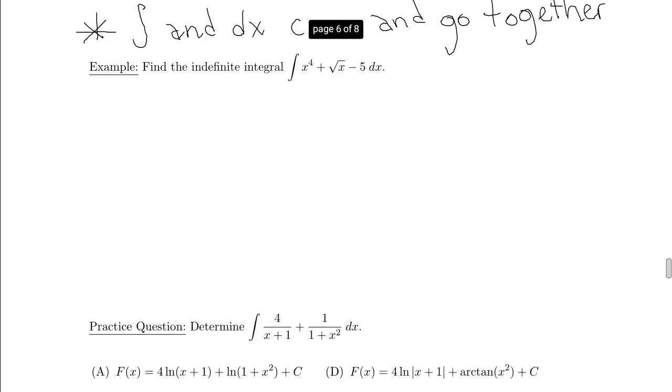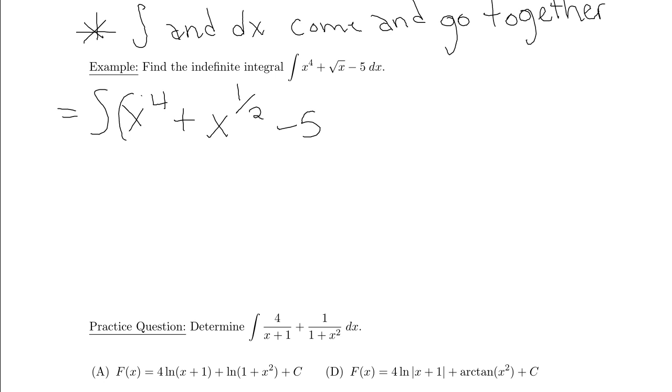So let's work through a couple examples, and remember, we're not actually doing anything different. If I say to find the indefinite integral, I'm just asking you to find the antiderivative. So if I want to find this indefinite integral in our example here, I'm finding the antiderivative of x to the power of 4 plus the square root of x, which I'm going to rewrite as x to the 1/2, minus 5, maybe I'll throw some brackets around this, dx.